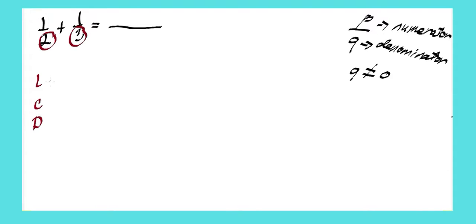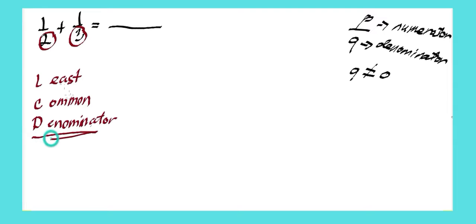LCD. The least common denominator. Okay? The least common denominator. So we are talking about denominator. So we're talking about the 2 and 3.